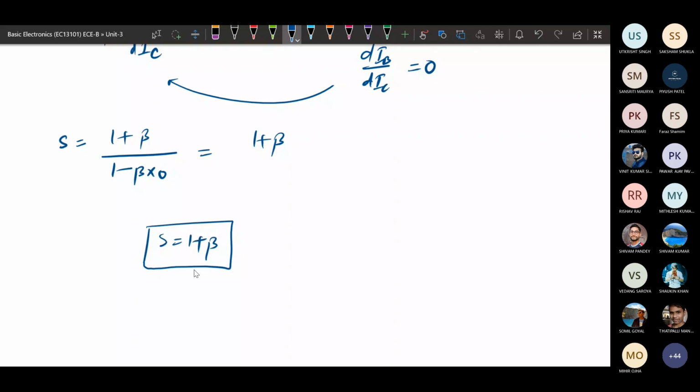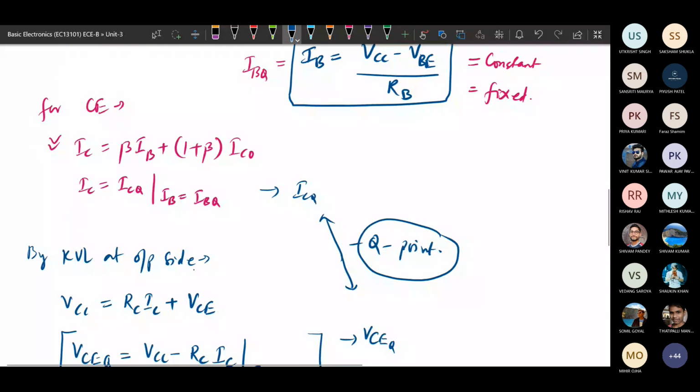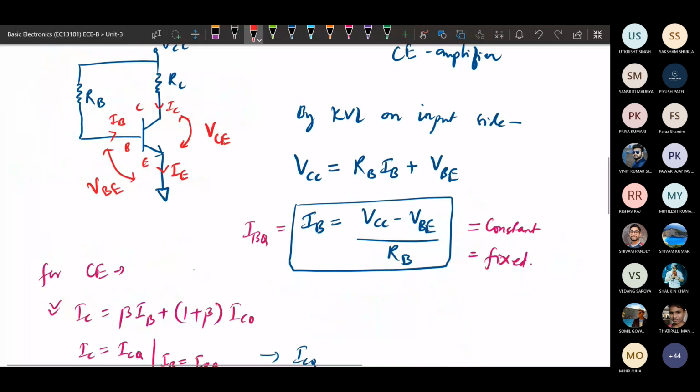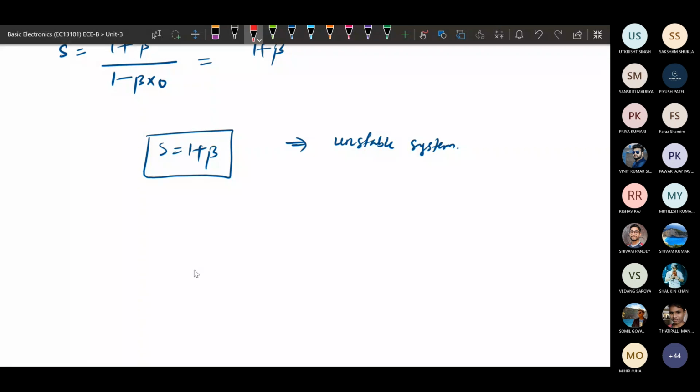If S is 1 plus beta, it implies that this technique is an unstable technique. Whatever biasing we are going to use, it is going to create an unstable system, because for a stable system the S value should range between 1 and 1 plus beta. So from here we can see this should be the condition for a stable system, but the S value is 1 plus beta, so it is providing an unstable system.